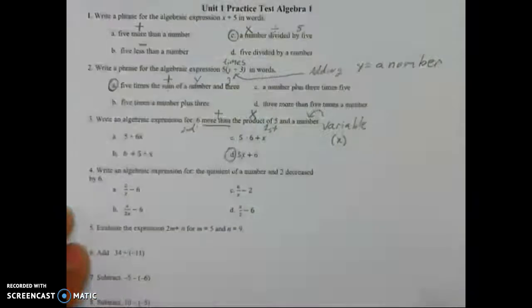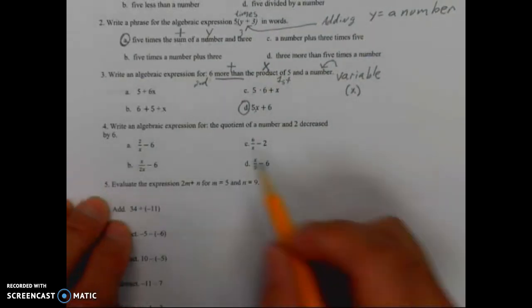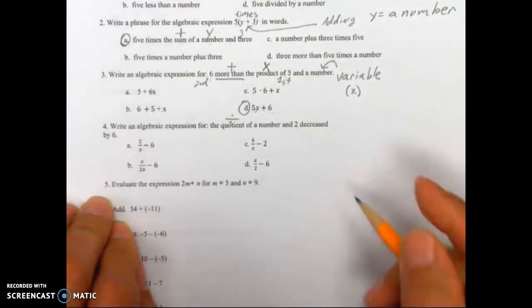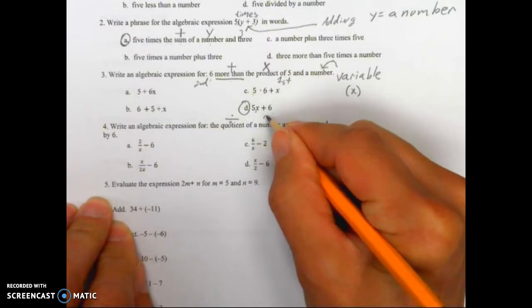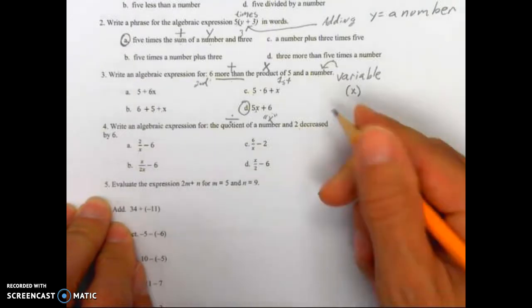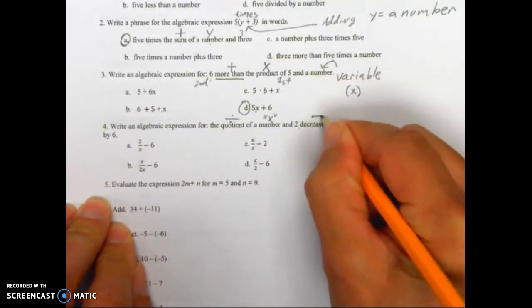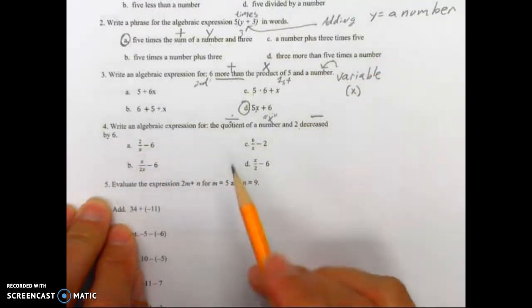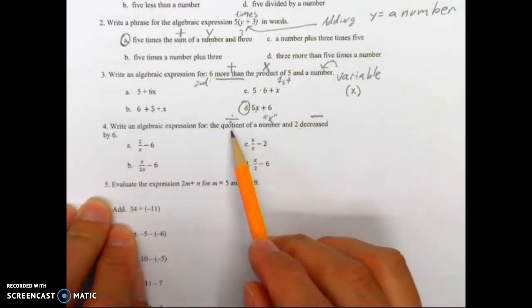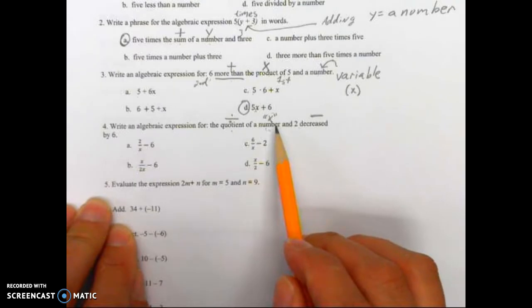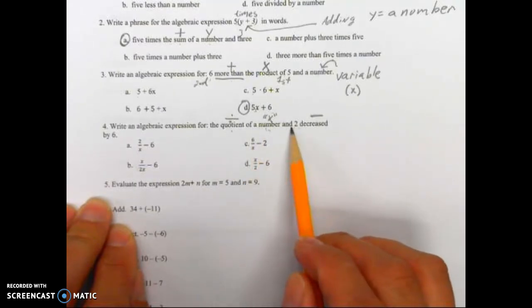All right, number 4, what we have is the quotient. So that should tell you that that means divide. A number, all right, so that's going to be our x. And 2, decrease, that's going to be minus, and 6. So this one doesn't have the word less than, so we know that it's going to stay in this order. So when it says quotient, the first number or the first thing goes on the top. So we're looking to have the x on the top. So we're looking for an x and 2. So that's going to be divided by 2.